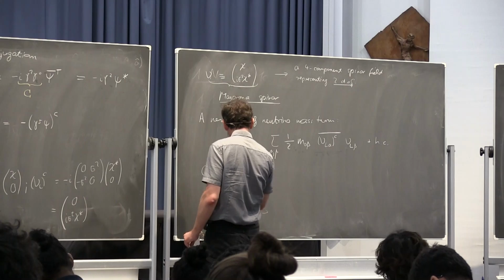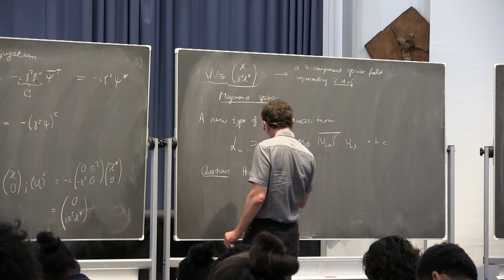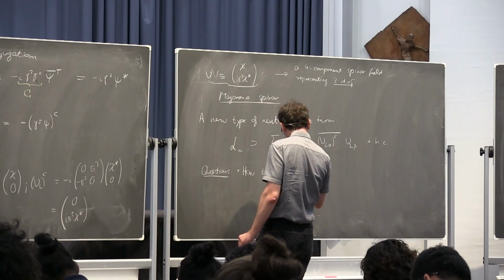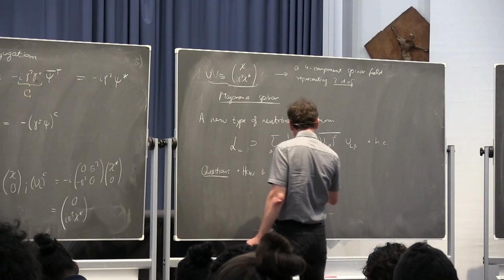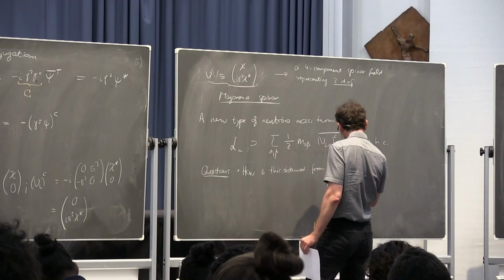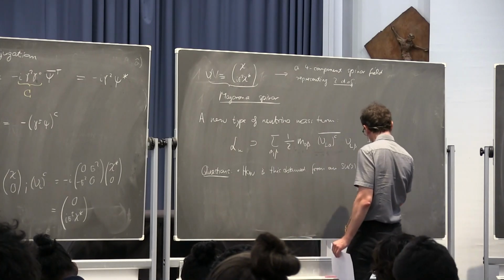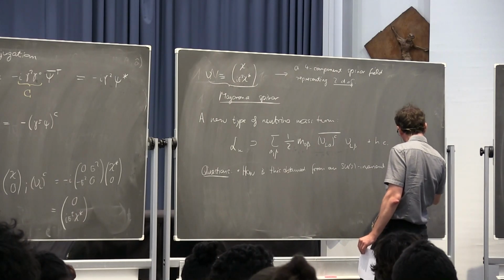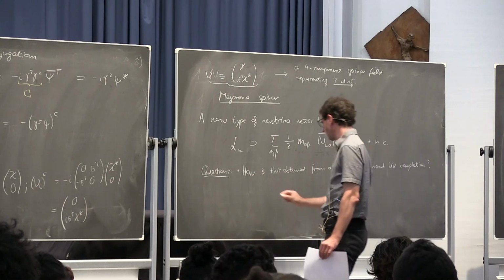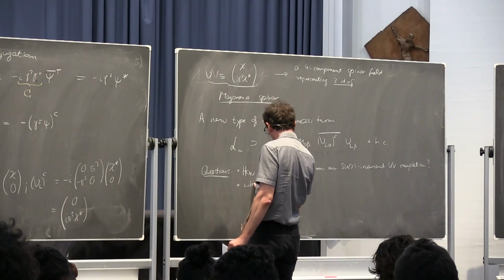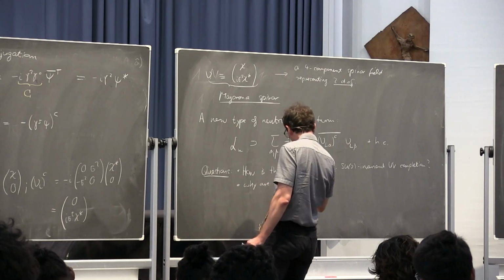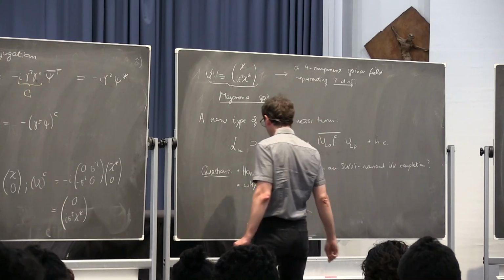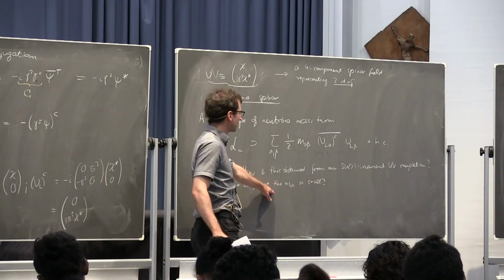So the questions are: how is this obtained from an SU(2) invariant UV completion? And why are the M alpha beta so small? Right, the problem with the small M alpha beta we had before.